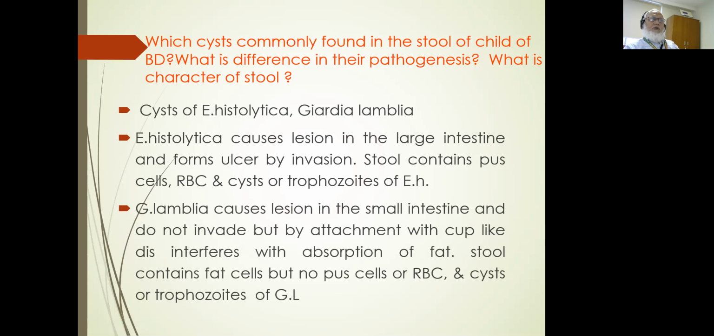Giardia lamblia causes lesions in the small intestine, and they do not invade, but by attachment with a cup-like disc it interferes with the absorption of fat. Stool contains fat cells, but no pus cells or RBCs, and there are cysts or trophozoites of Giardia lamblia. So, amoebiasis is an invasive form of diarrhea or dysentery, and Giardia lamblia is a non-invasive form.